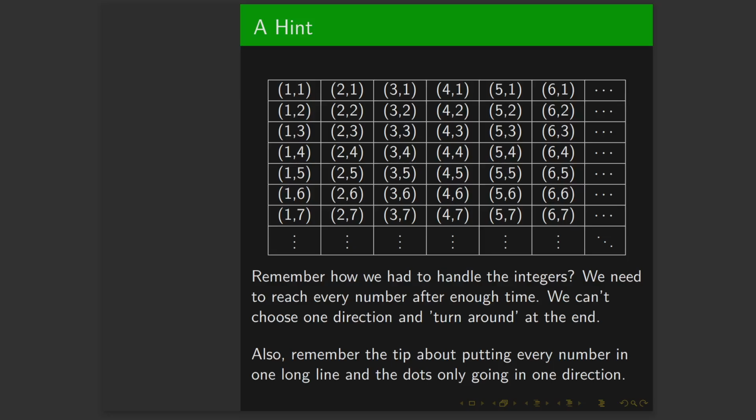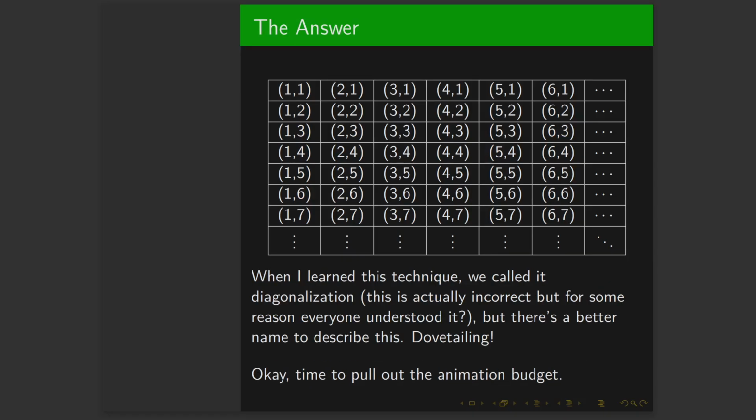Remember the problem we have with the integers? We can't just go right and then eventually turn around, because we'll never end. For example, if we were to consider the sequence (1,1), (1,2), (1,3), (1,4), (1,5), (1,6), and keep going that way, it wouldn't get anything else below that whole first row. So we need to find a way to put this all in a one-dimensional sequence. When I learned this technique, we called it diagonalization, but that's actually not the correct name. There's actually a name to describe it. It's called dovetailing. And to explain what it is, we're going to pull out the animation budget.